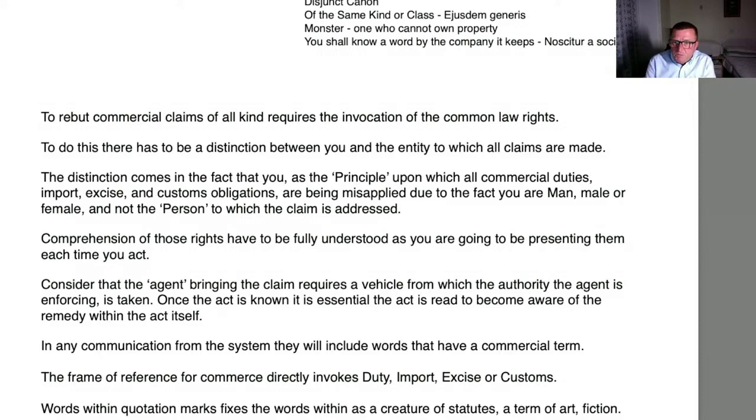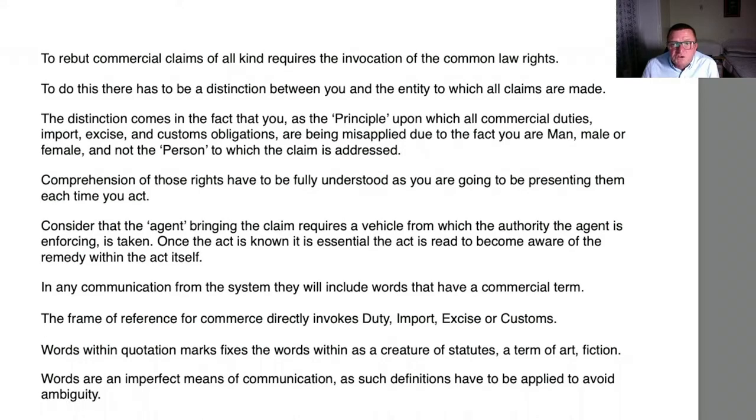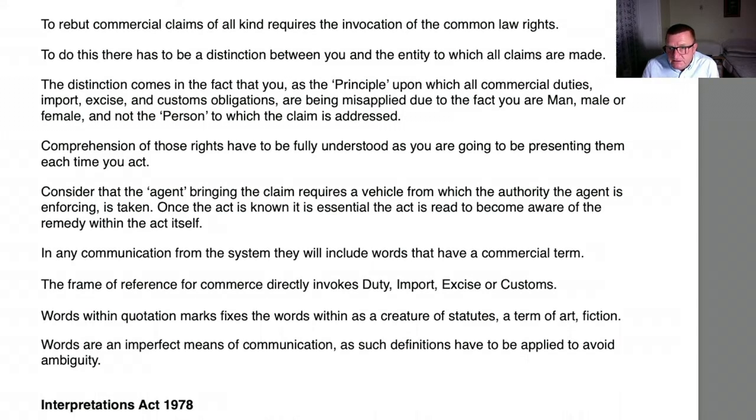And like I say, it's compact, it's a great tool. It really is a great tool. Comprehension of those rights has to be fully understood, as you are going to be presenting them each time you act. So it's got to be written and it's got to be verbal.